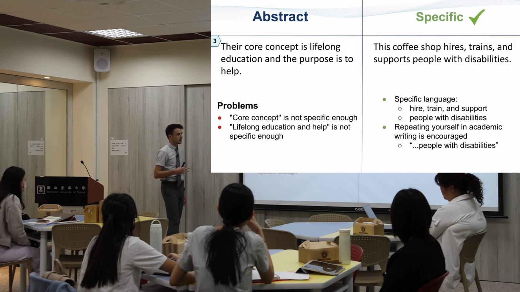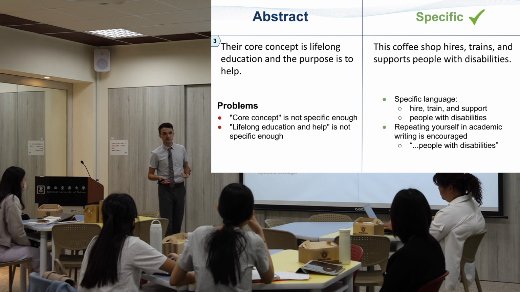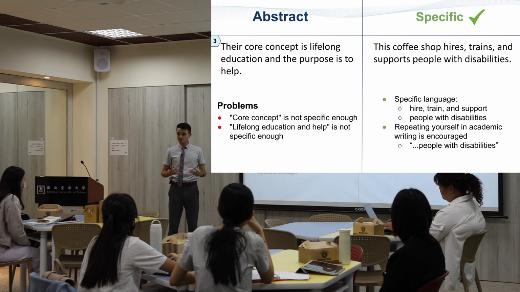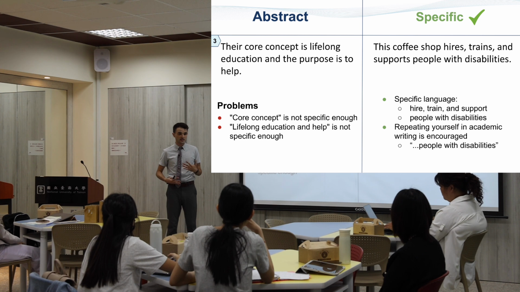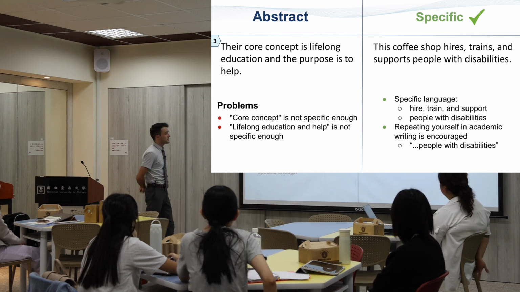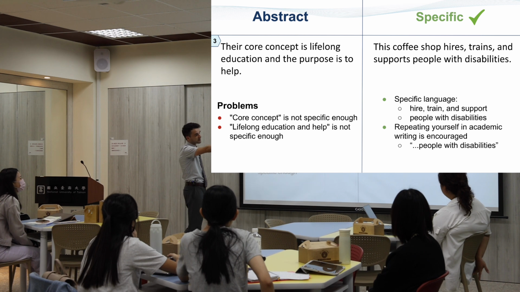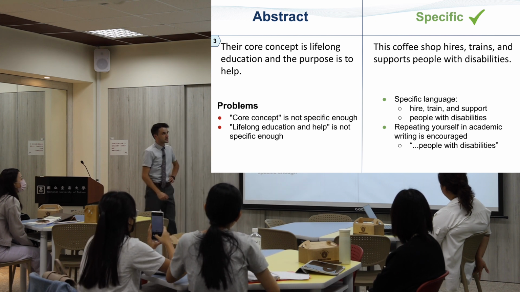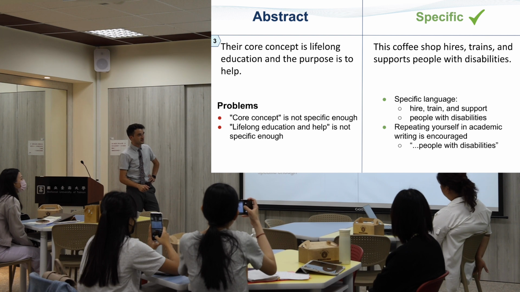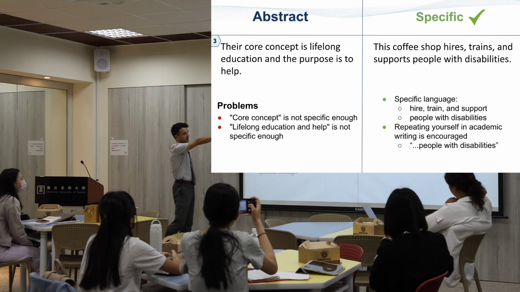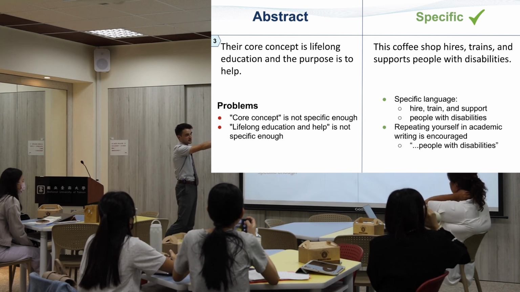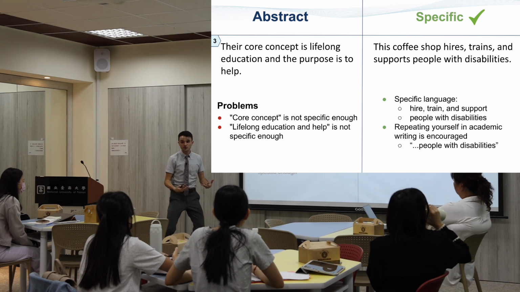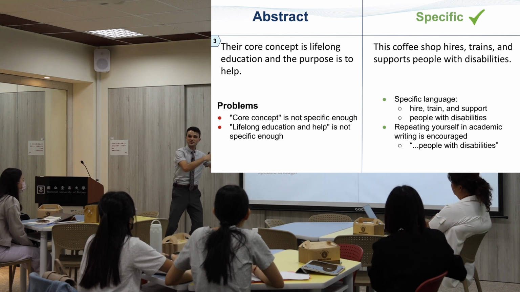So, what does help mean in this case? Is it financial help? Is it personal help? Is it professional help? Is it mental stability help? We don't really know. So I wrote, this coffee shop hires, trains, and supports people with disabilities. So this is, again, moving into specific language. So we talked about their core concept, education, and to help. But what do they actually do? See the difference? Here's what they want to do.